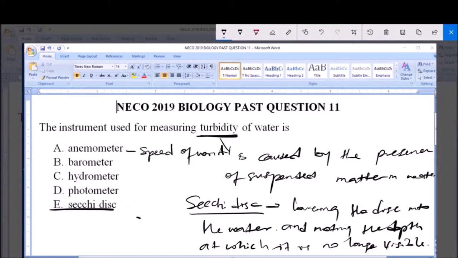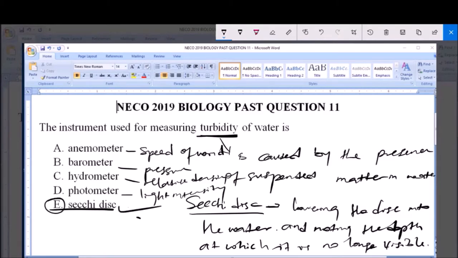That's wind speed. Barometer is used to measure pressure. Hydrometer is used to measure relative density, and photometer is used to measure light intensity. But Cercadix, option E, is used to measure turbidity.